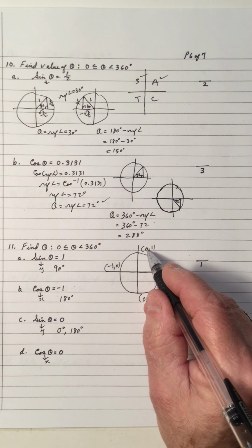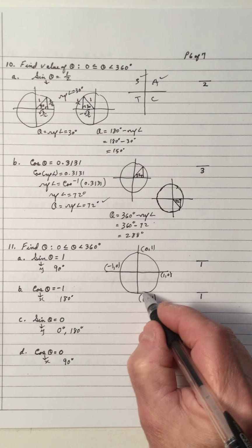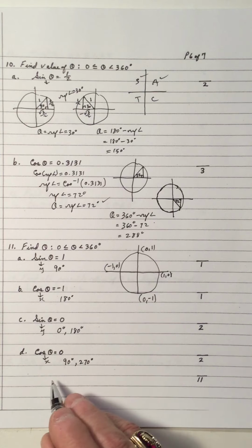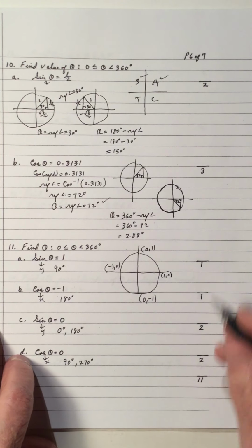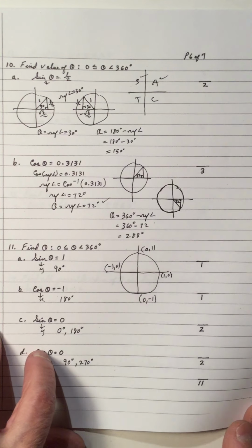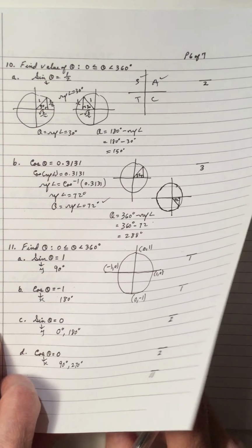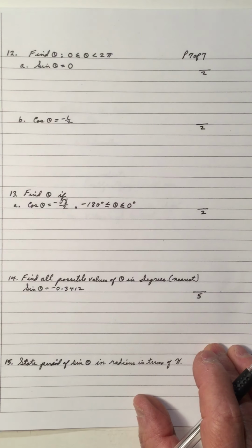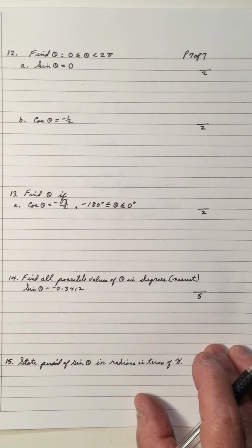X is 0 right here, so that's at 90 degrees, and it's right here, and the answer is 270. So you give yourself a mark for each one of these, so that's 2. Total up the page out of 11. Hopefully everything is going well, because you have to understand these first videos to really work out the trig equations that we're going to do later on.